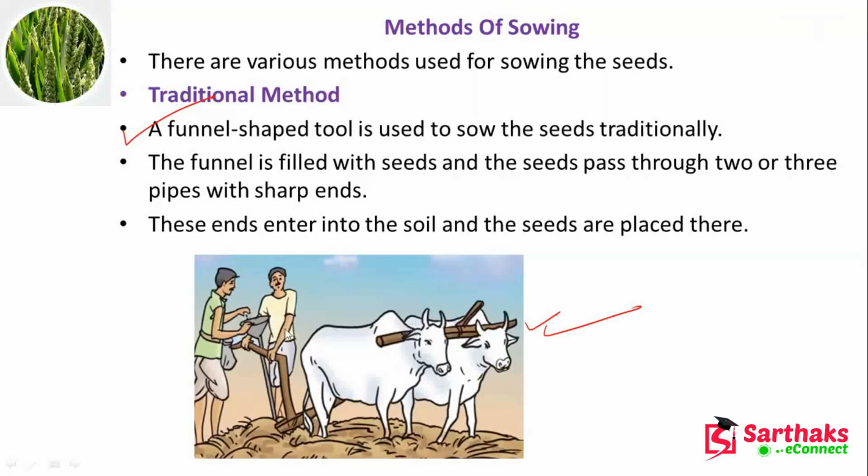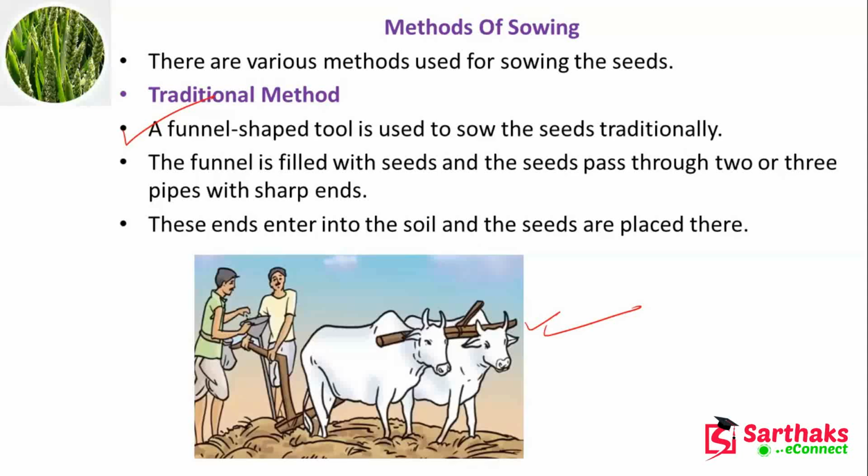In this picture you can see this funnel, where the seeds are poured. These seeds go through the pipe inside the soil. And here you can see the arm, which makes the groove, and in this groove the seeds will be sown. This is the traditional method with the help of which we traditionally did the sowing of seeds. This is a very important method, and in earlier ages we had only this method.